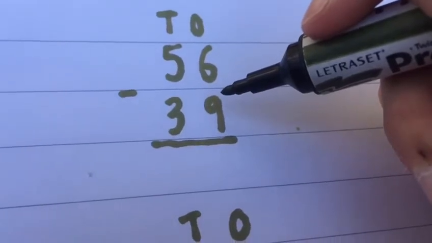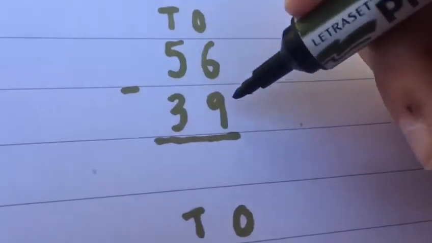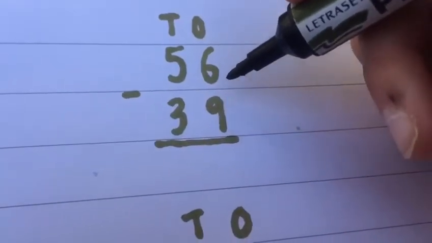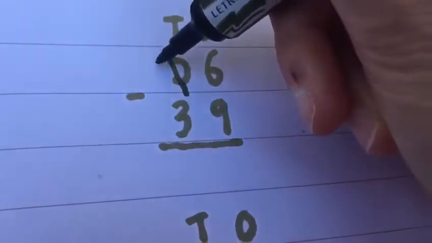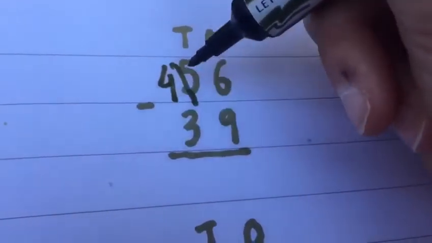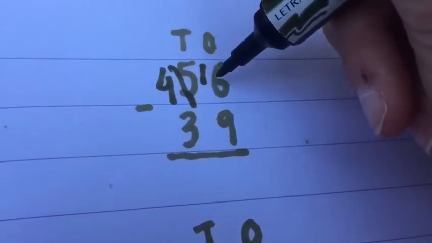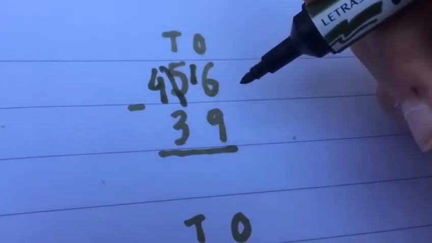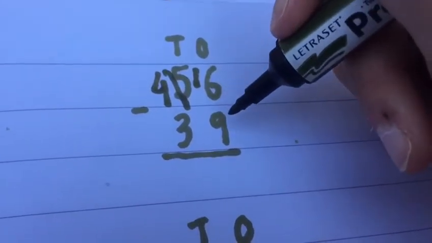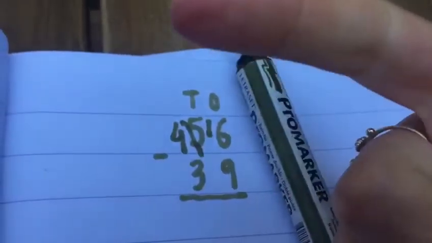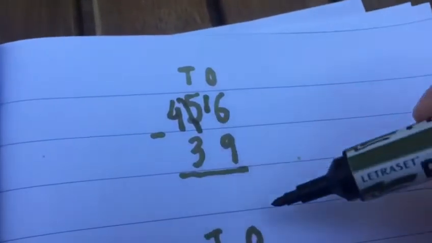So what we need to do is we need to borrow a 10, and I'm going to show you how to do that right now. 6 take away 9. We can't do that problem because that number is smaller than that number. So we're going to cross this 5 out. We're going to turn that 5 into 4 tens, and we're going to carry 1 ten over there to make that into 16. 16 take away 9. We can do that problem, can't we? Because that number is bigger than that number. 9, 10, 11, 12, 13, 14, 15, 16. The answer is 7.